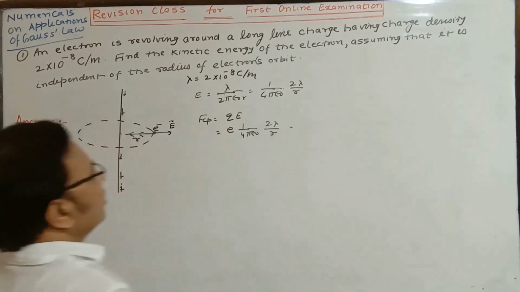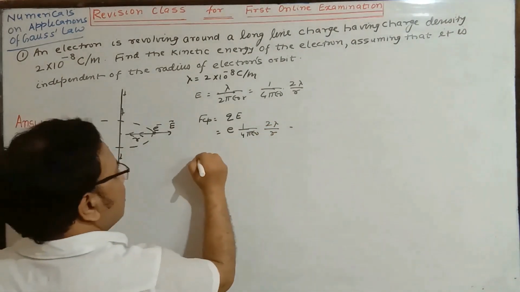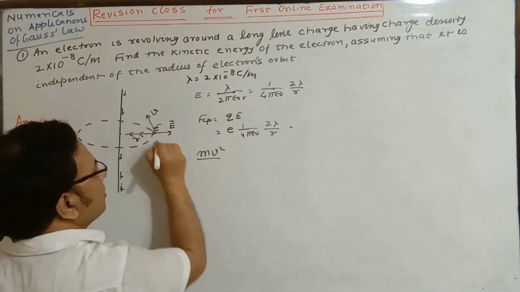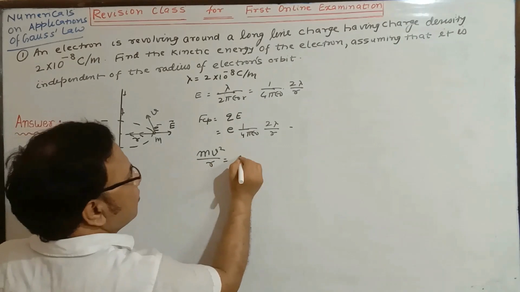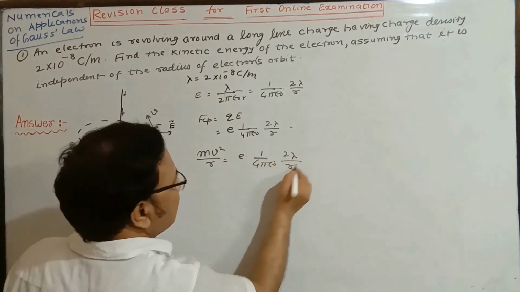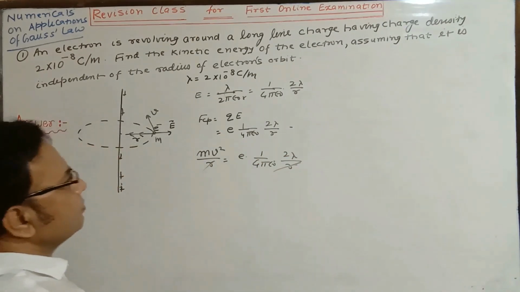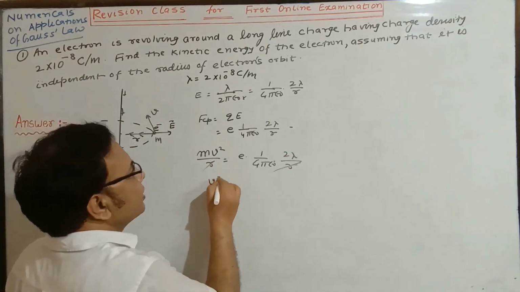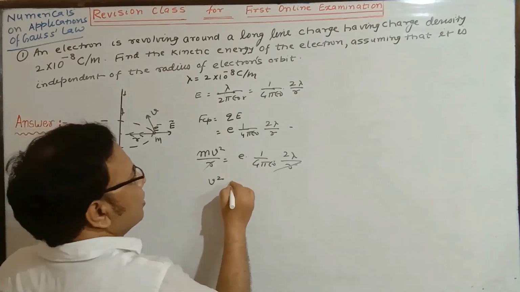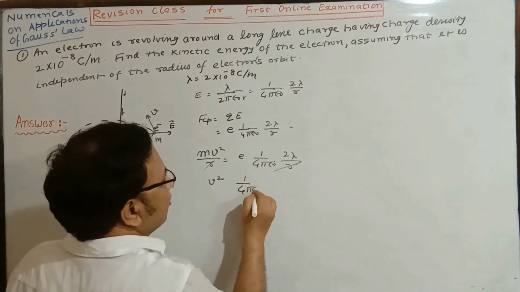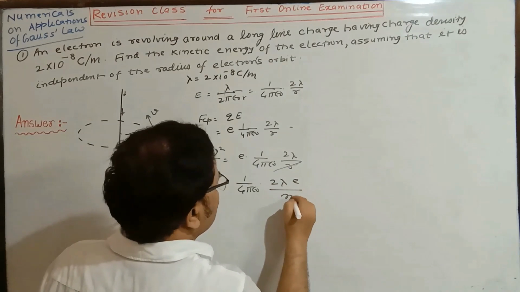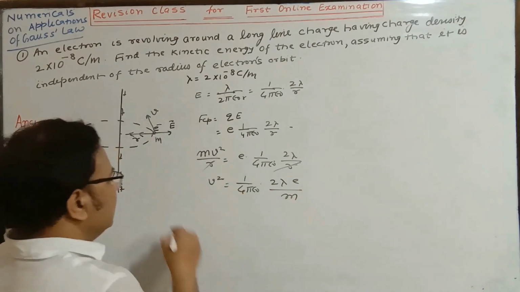This is the force. And this centripetal force, if m is the mass and v is the velocity of the electron, then mv square by r is equal to e into 1 by 4 pi epsilon naught into 2 lambda divided by r. This r and r cancel out. So from here, v square is equal to 1 by 4 pi epsilon naught into 2 lambda into e divided by m. This is v square.